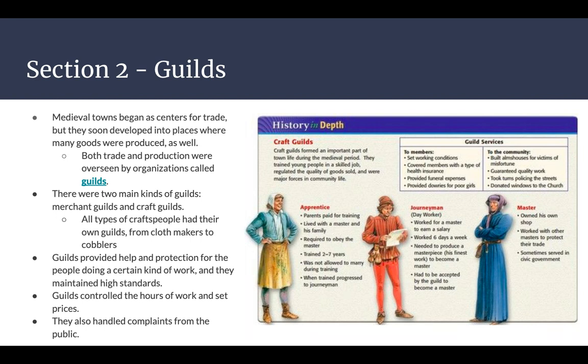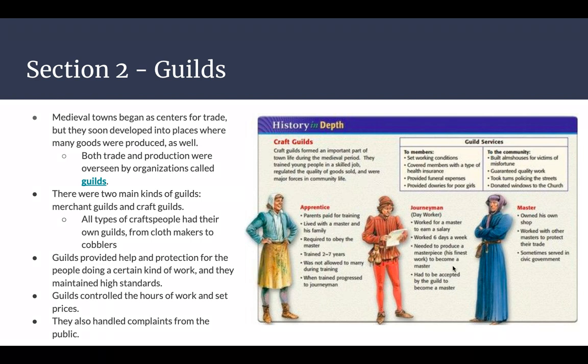Well, setting up a business was expensive, and few people could afford to do it right away. So often they became a journeyman instead. The word journeyman does not refer to a journey, but actually comes from the French word for day. A journeyman was a craftsperson who found work by the day instead of becoming a master who employed other workers. If you look at this chart, it'll break down each position for you. Journeymen would work for a master to earn a salary. They typically worked 6 days a week. They needed to produce this masterpiece in order to become a master.